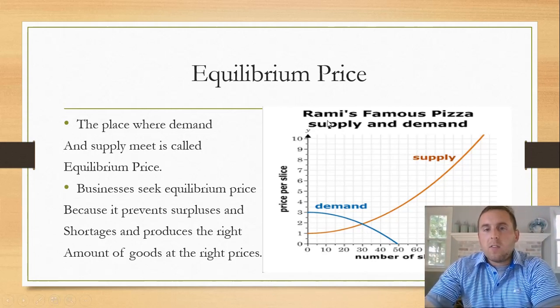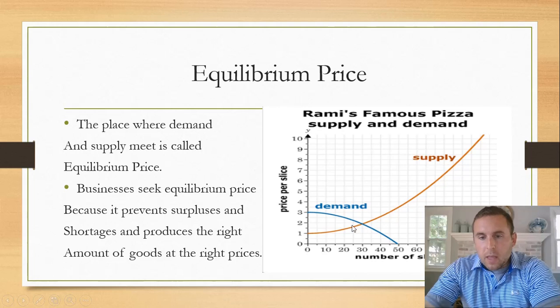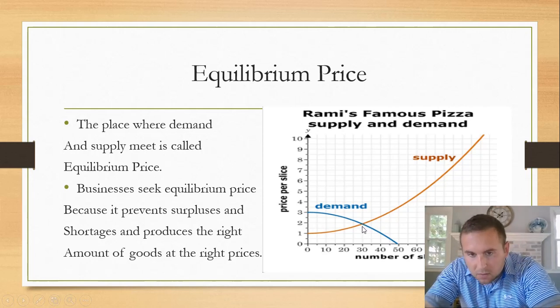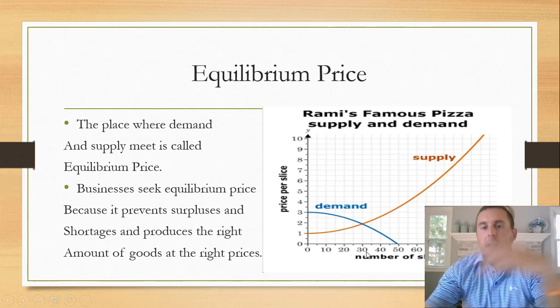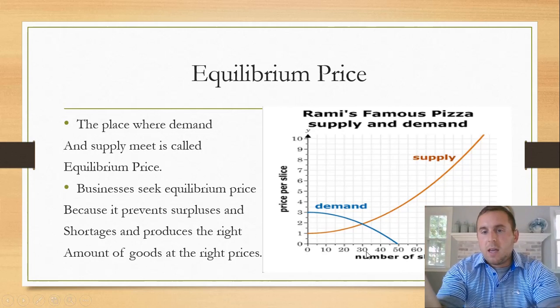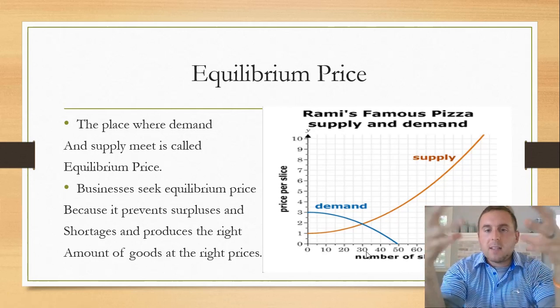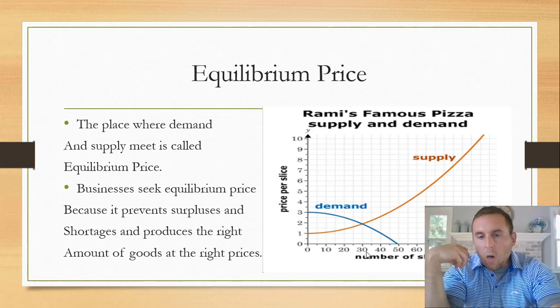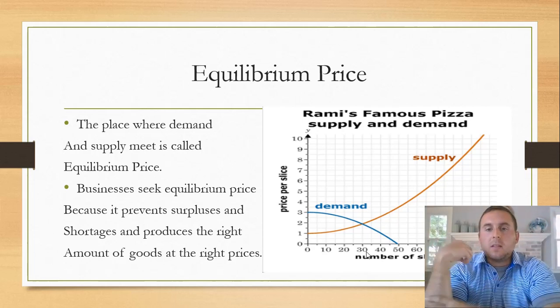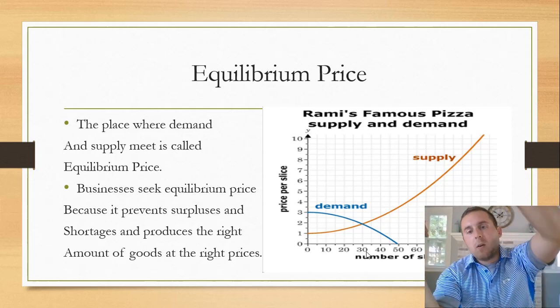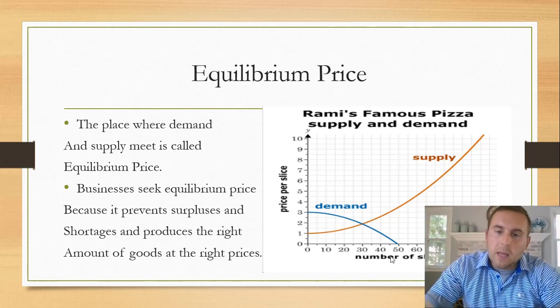So like this is Rami's famous pizza supply and demand. They figure at $2 per slice, about $2, maybe a little less, they'll be able to sell 30 slices. That's the price that they think. So at about $2, they'll be able to sell the most amount of slices. This is where the supply will meet the demand.